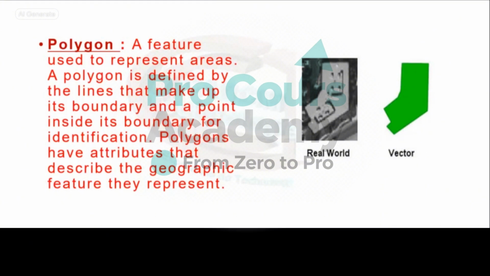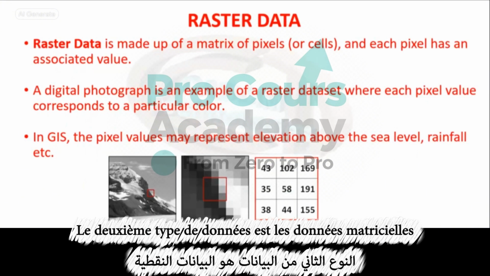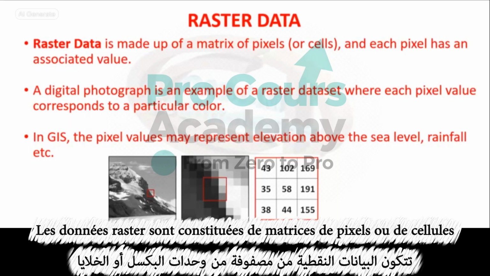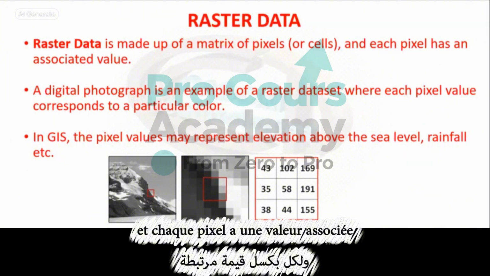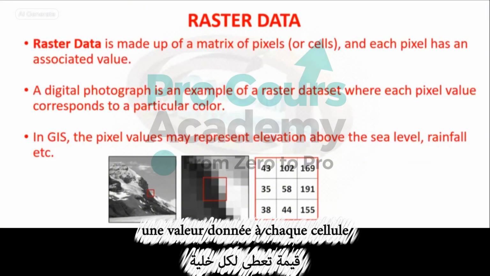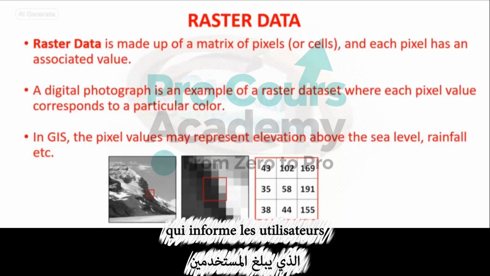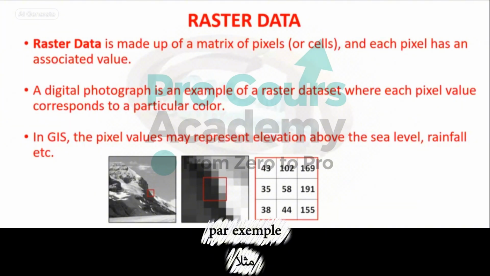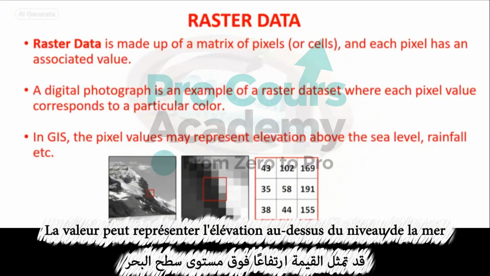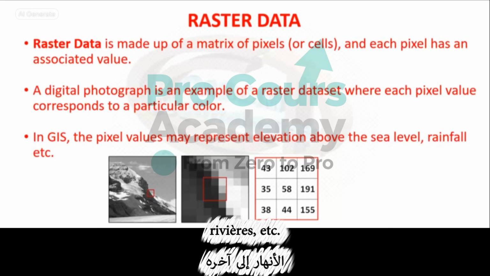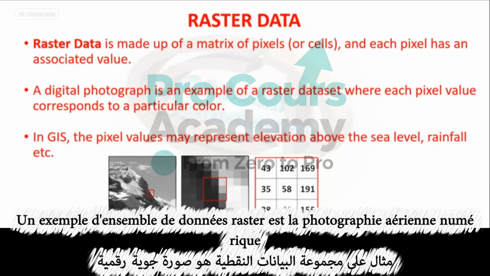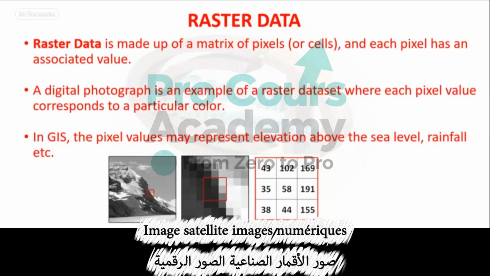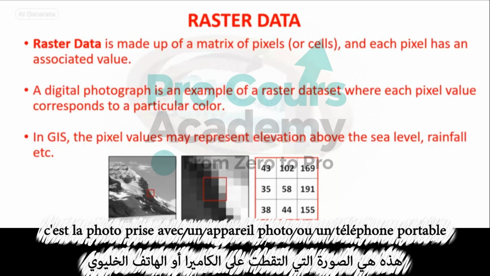The second type of data is raster data. Raster data is made up of a matrix of pixels or cells, and each pixel has an associated value, a value given to each cell, which informs the users which entity is present in which cell. For example, the value may represent elevation above sea level, rivers, etc. Examples of raster datasets are digital aerial photographs, satellite images, and digital pictures, that is pictures taken on a camera or cell phone.